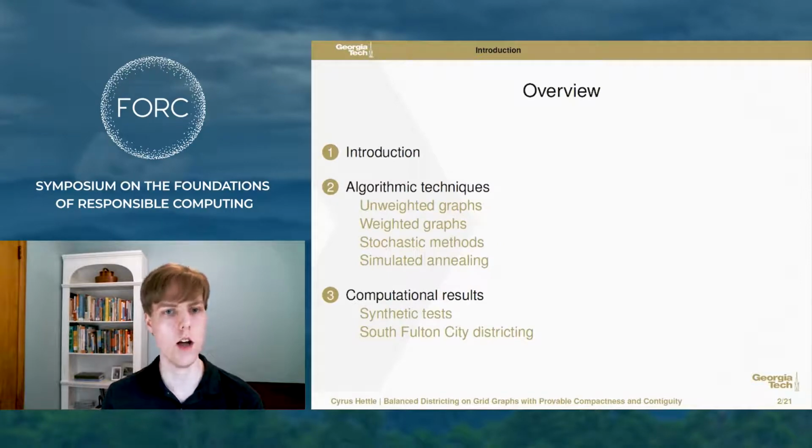So, as an overview, I'll introduce districting problems, talk about various considerations and objectives and related work, and what our algorithmic goals are. Then I'll discuss the various techniques that we use in some different settings for districting, and finally some computational results evaluating our method on both some synthetic and real-world instances.